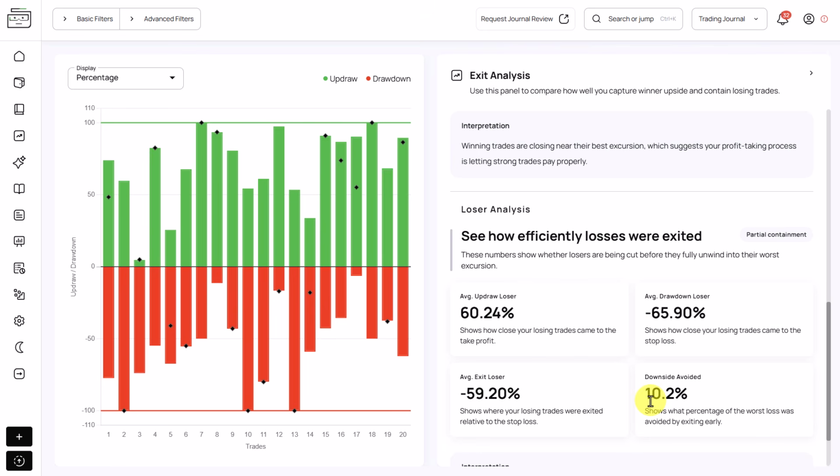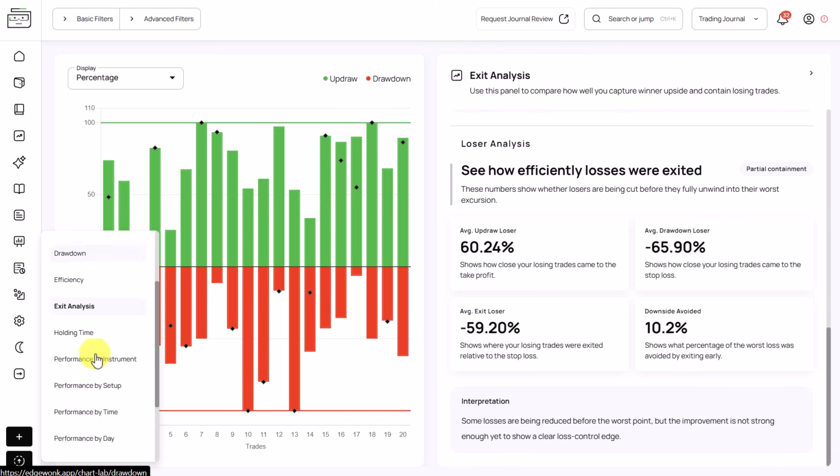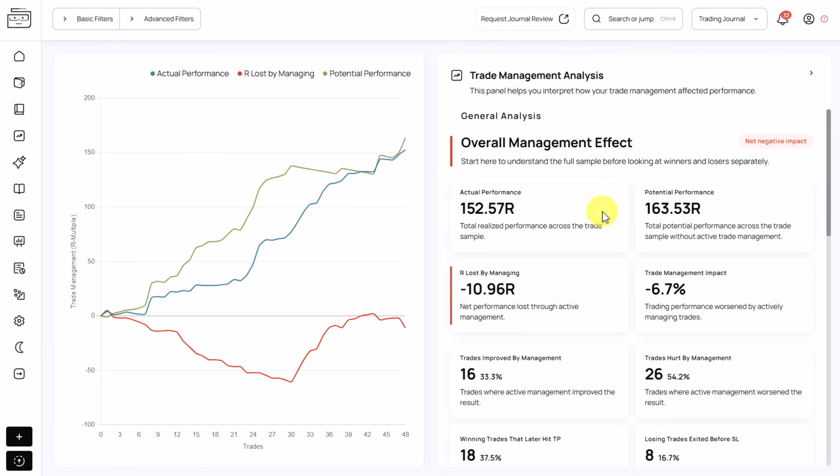And here you can see the downside avoided is 10.2%. This shows you that by exiting his winners efficiently and early, he is avoiding 10.2% downside. And then maybe one of our most impactful features in Edgewonk is our trade management graph, and we added this here as well. The Edgewonk trade management feature analyzes your exit decisions and what would have happened after you exited the trade. And this is here in R multiple.